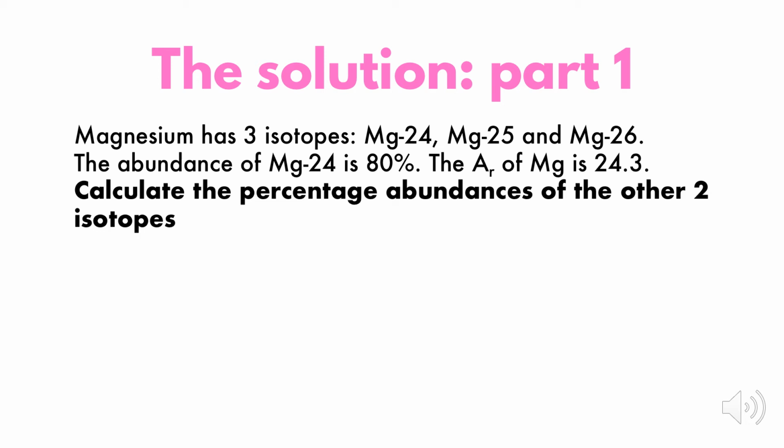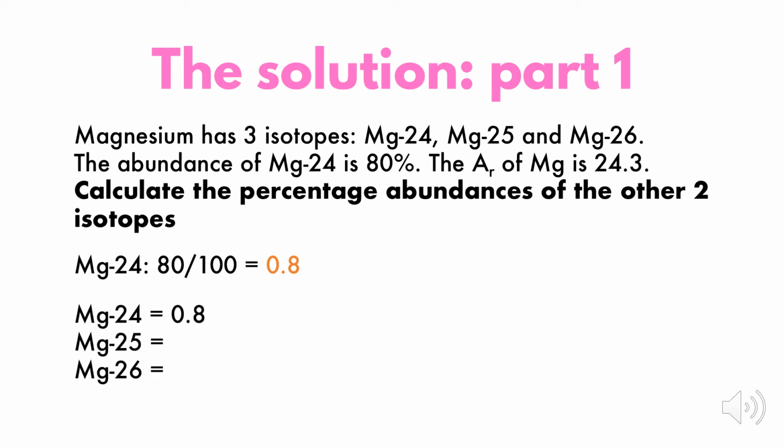Now to convert to a decimal, all you're going to need to do is just 80% divided by 100, and that gives us 0.8. So where we are now is we have the abundance of magnesium-24 as 0.8. We then need to work out the abundances for the other two isotopes. Now magnesium-25, we're going to say that that's X. And that means the abundance of magnesium-26 will be 1 minus the 0.8 minus X. That will simplify down to 0.2 minus X.